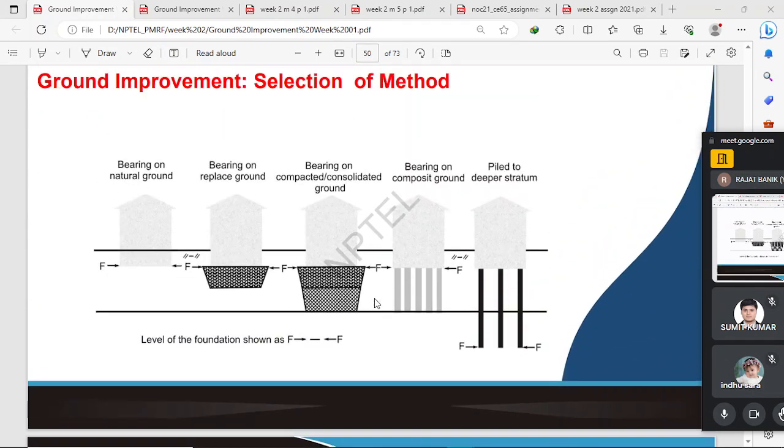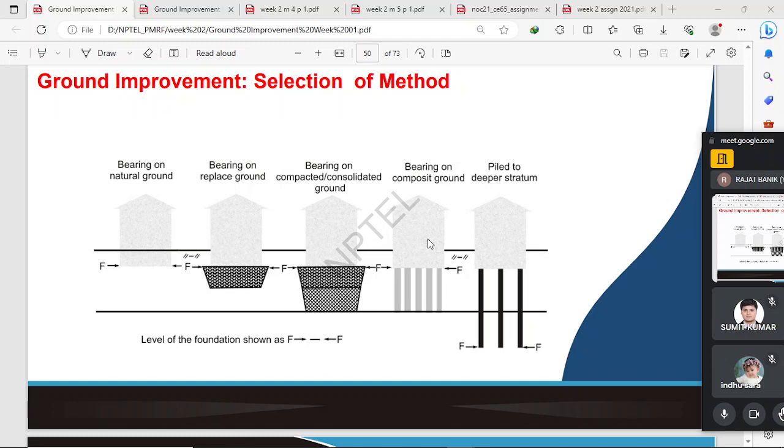Then we learn about the selection method: for what type of construction, what type of ground improvement technique is used. If the soil is good, no ground improvement technique is required; only a shallow foundation is suitable. If it's not good, if it is a little low in strength or problematic, we can go for replacement of that problematic soil. Further, we can go for consolidation technique or compaction technique.